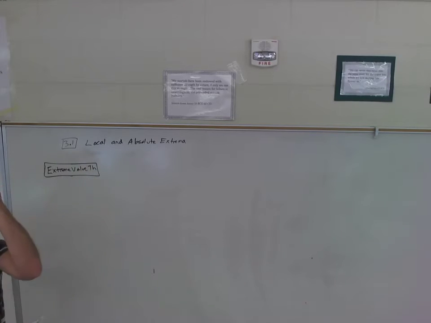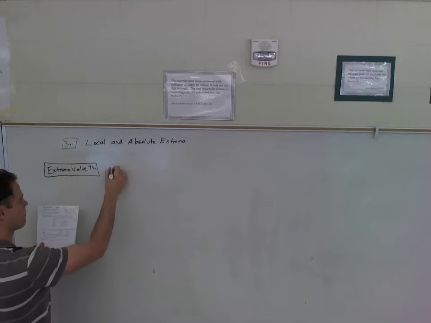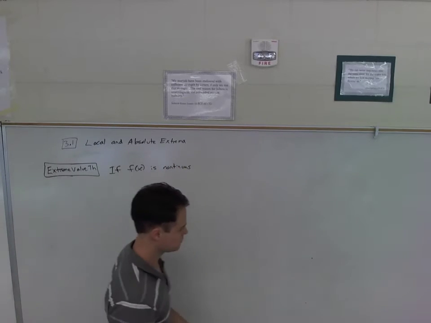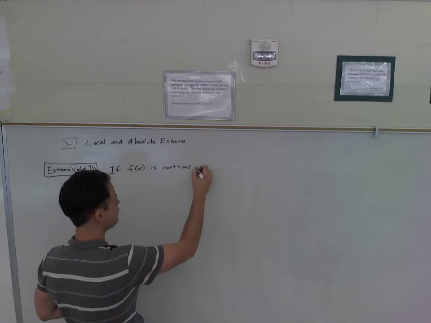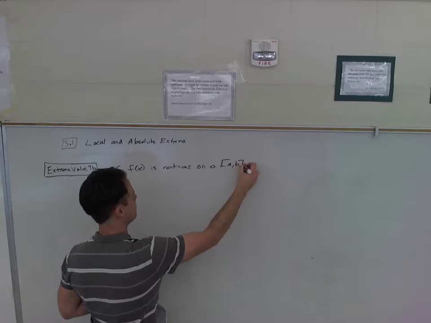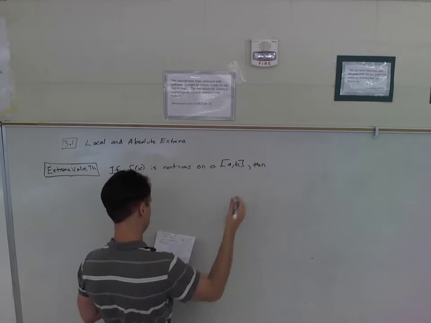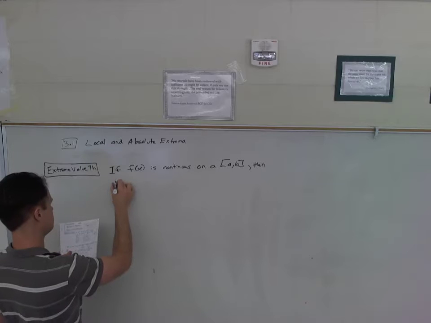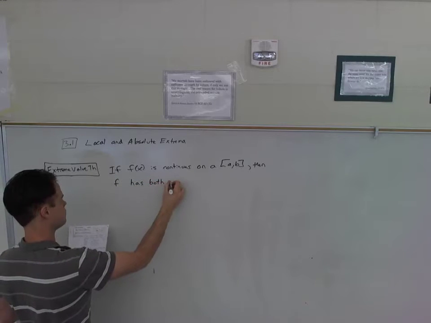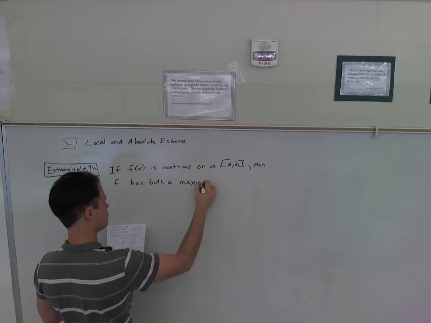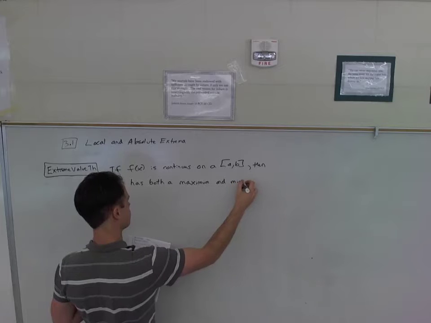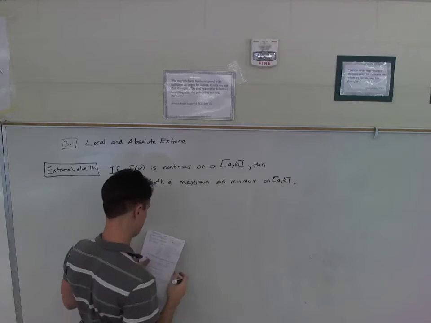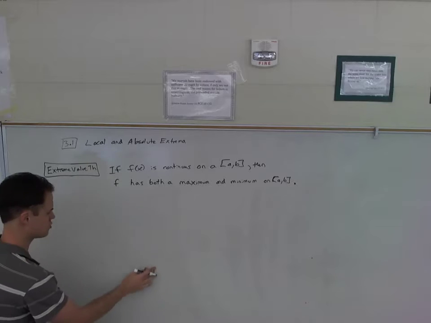here's what it says. So it says if you've got a function and it's continuous, it's got to be continuous on a closed interval a to b. Then you know it's got a max and min on that interval. Let's look at some different pictures of how this works. Extreme value theorem is real simple.